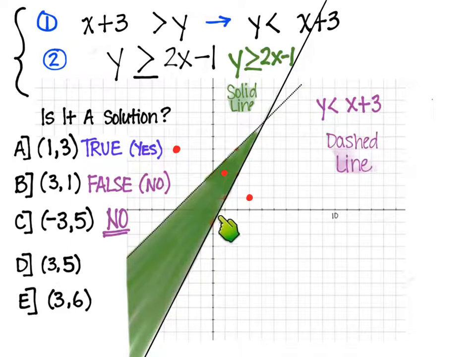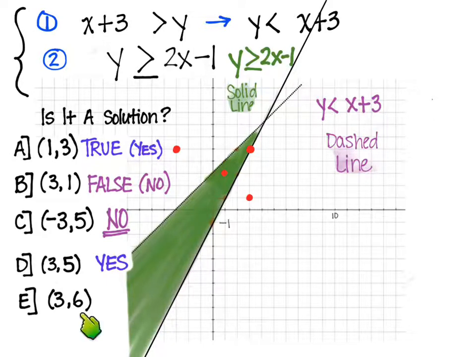3, +5, we go over to 3 and up 5. And where is that? Well, if you look very carefully, it's right on the line. But this line is a solid line, which means anything on this line is also true. So this is part of the solutions to the system.